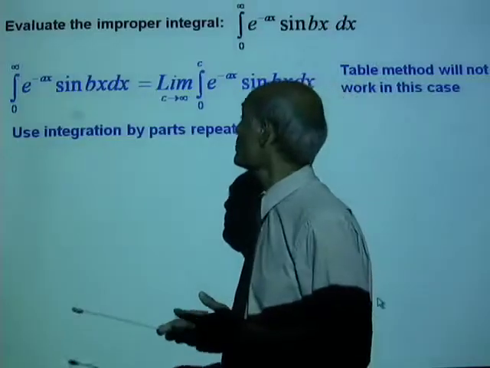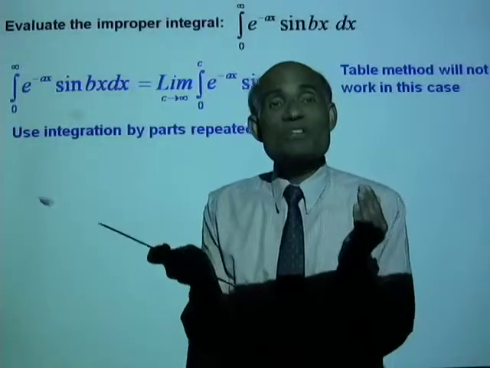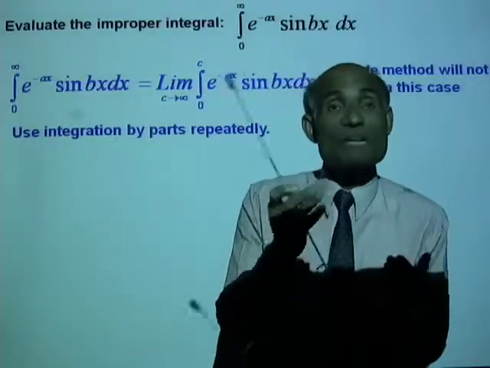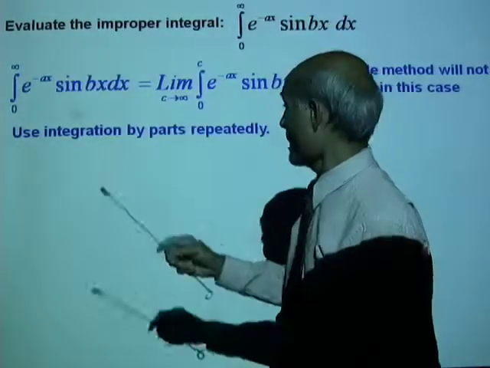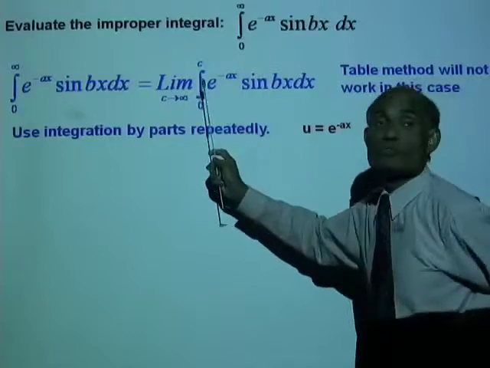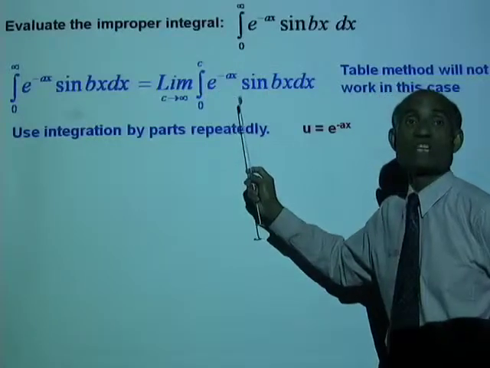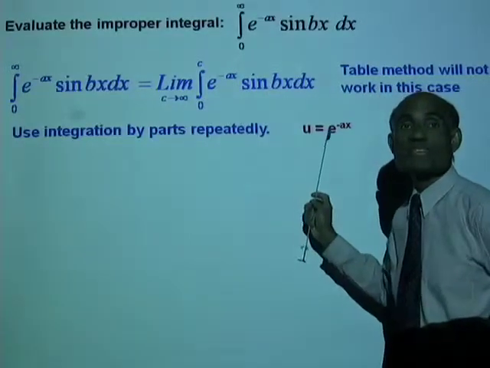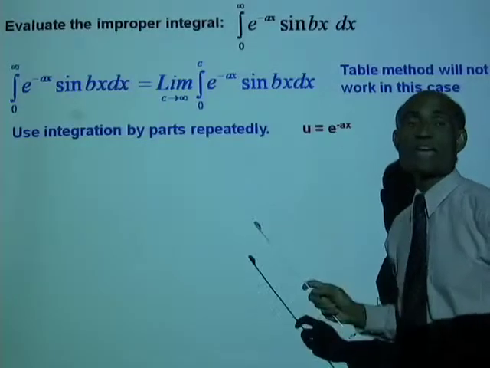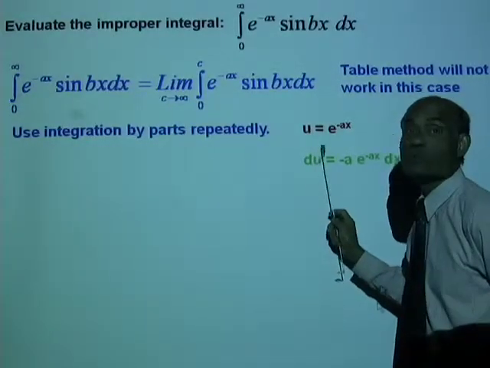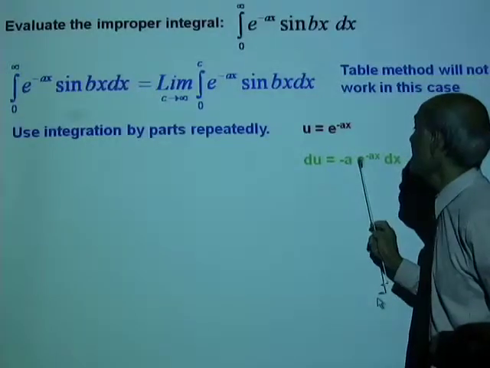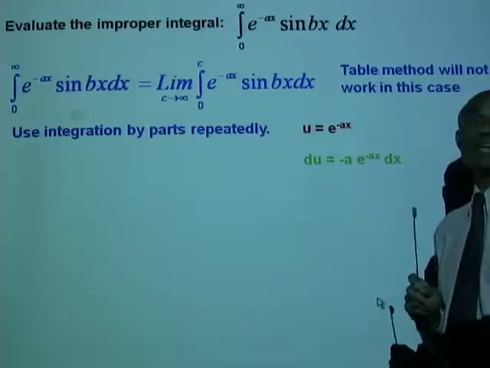So what we're going to do is use integration by parts repeatedly. We will use integration by parts twice. All right, let's now choose our u and the dv. Our u is e to the power of negative ax. Therefore, what is our du? du is negative a e to the power of negative ax dx.